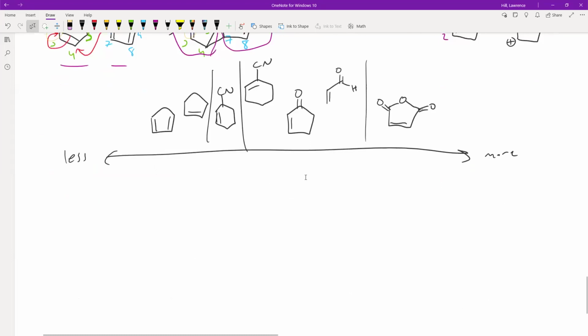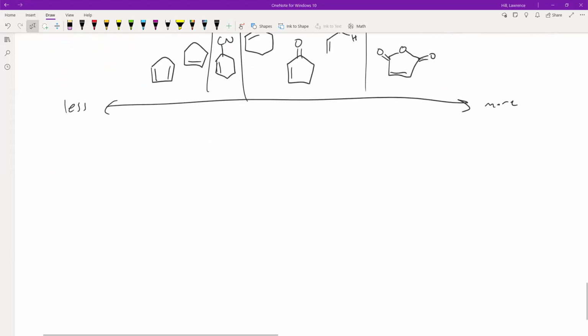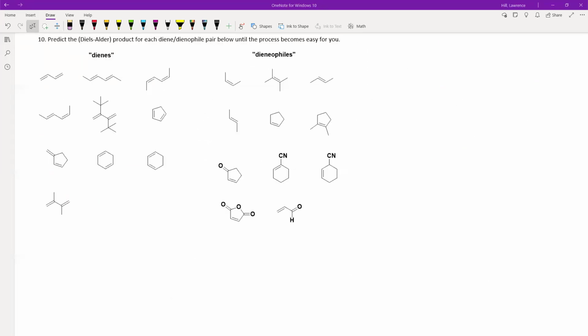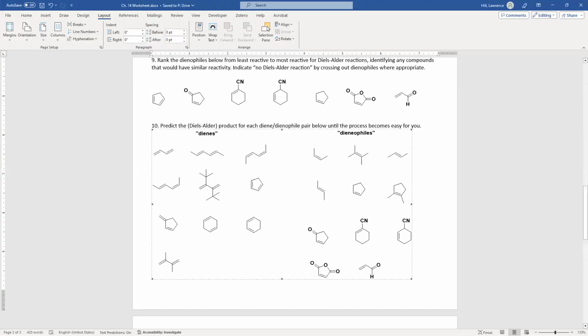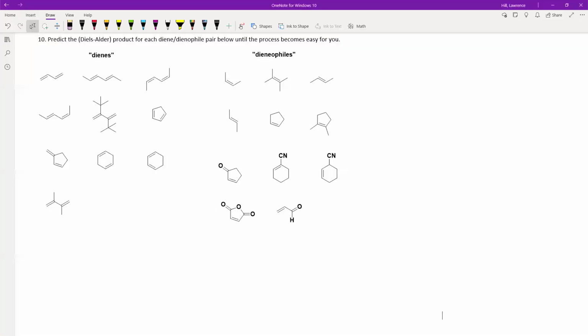We're good. Next question. All right. The next question on the worksheet is to predict the Diels-Alder product for each diene and dienophile pair below until the process becomes easy for you.